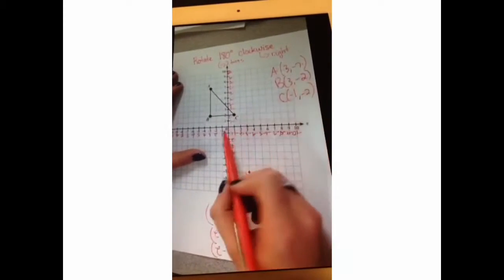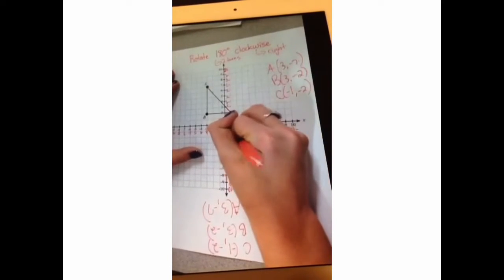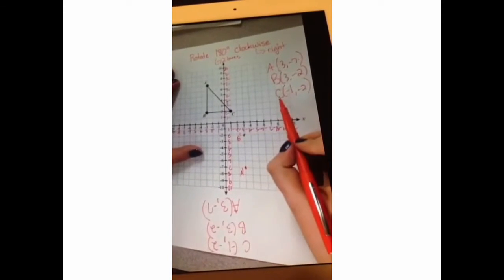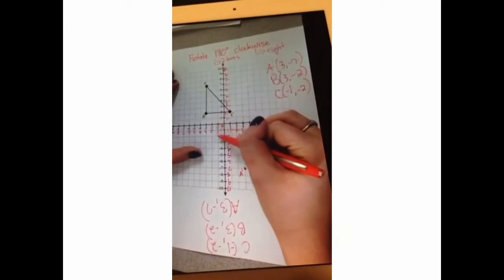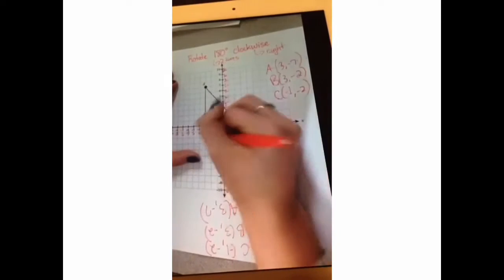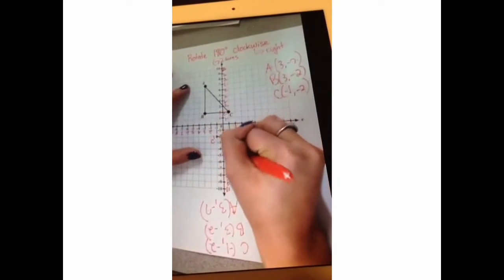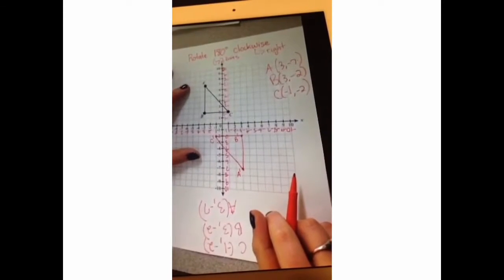Be very sure that you are labeling as you go, or you're going to get confused. B was at 3, -2. So I'm going to go to 3, and go down to -2. That becomes B prime. C is at -1, -2. So I'm going to go to -1 on my x value and -2 on my y value. That becomes C prime. My last step here is just to draw my lines. And that's it. That's 180 degrees clockwise.